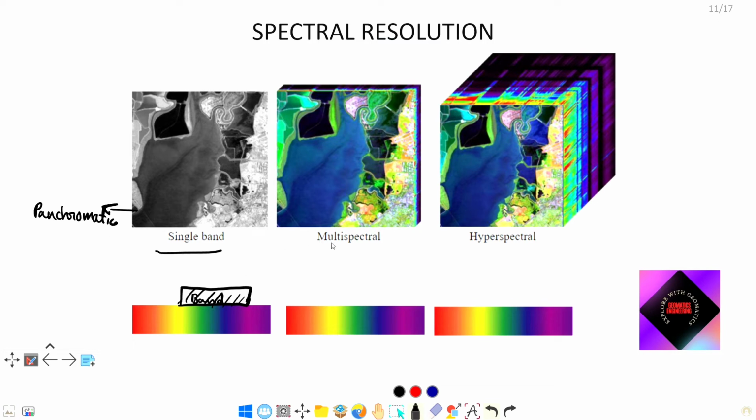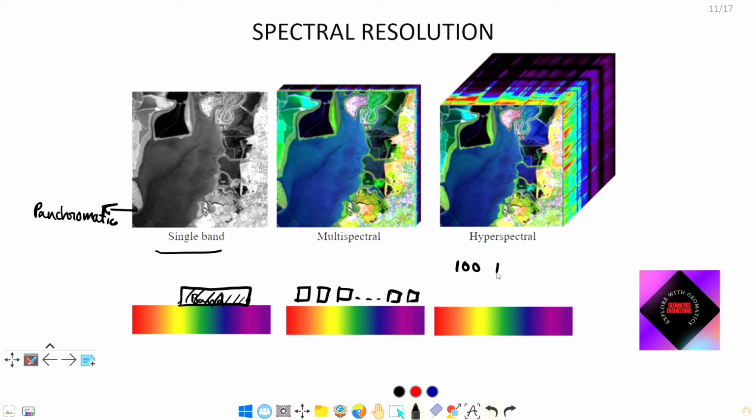Now multispectral. Multispectral means the whole electromagnetic region is covered in 4 to 8 bands. And their widths have different ranges of wavelengths. So we can see different features in different colors and different identification we can apply.